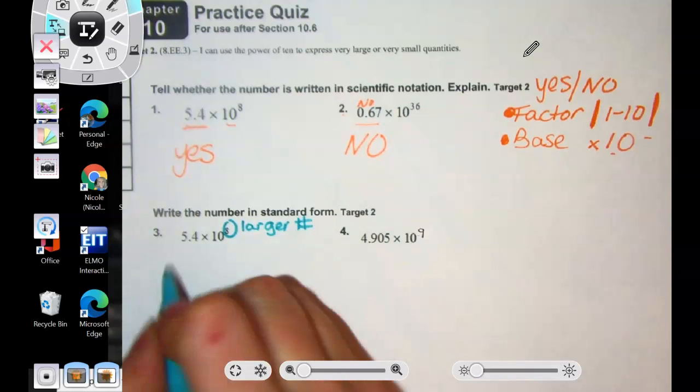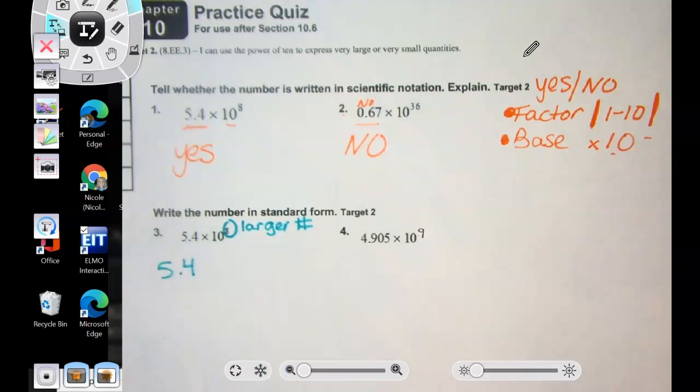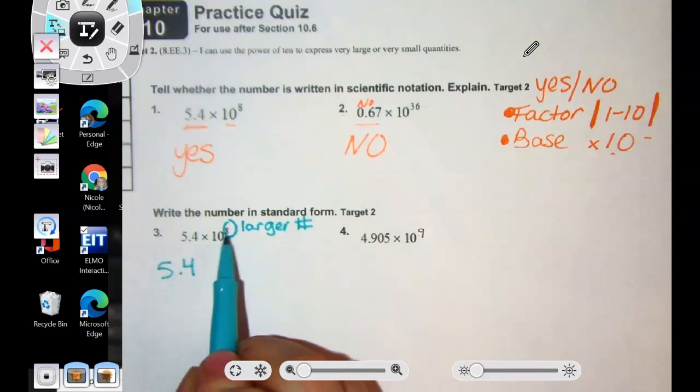So when we look at 5.4, I always rewrite it down here so I can put my little, I call them swoops in, to figure out I've got to move 8 spots to make this bigger.